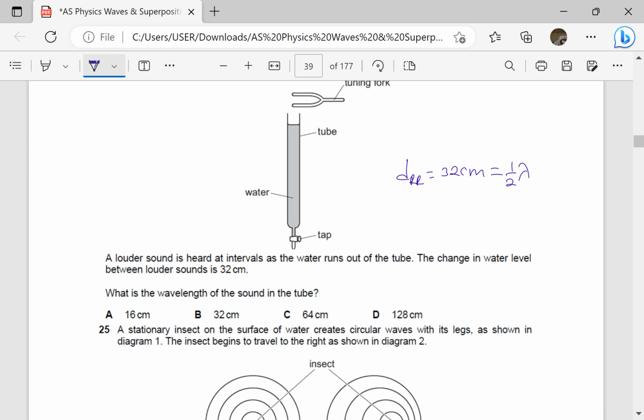What is the wavelength of the sound? So this is very simple. Wavelength is going to be 2 times 32, which is equal to 64 centimeters. So the answer is going to be C. The distance between two successive resonance points is half wavelength, and the loud sound is heard at resonance points.